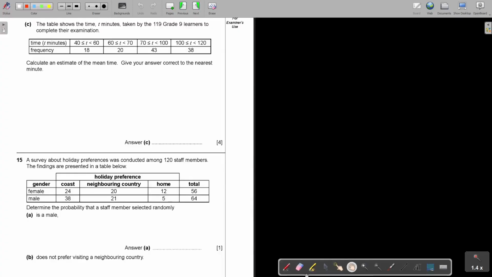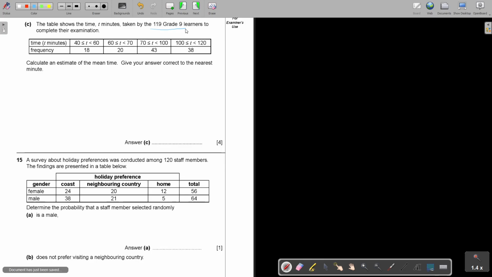Let's look at number C. The table shows the time T minutes taken by the 119 grade 9 learners. It's always good to underline to complete their examination. Okay, so you can see it's group data, and they are asking you to calculate an estimate of the mean time. Give your answer correct to the nearest minute.